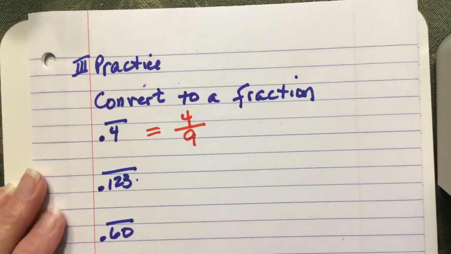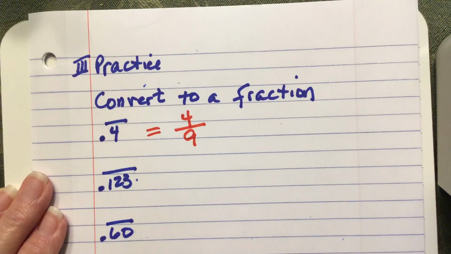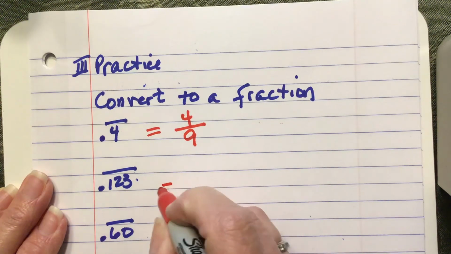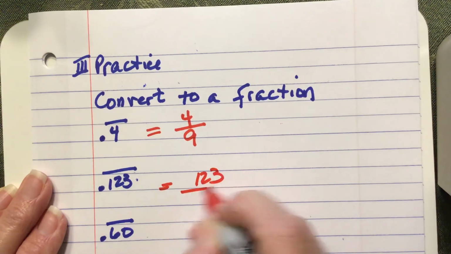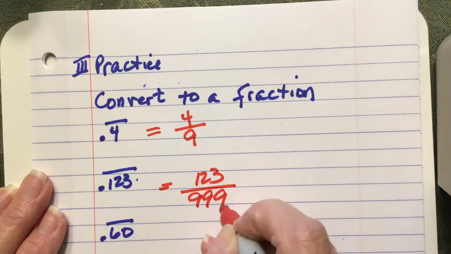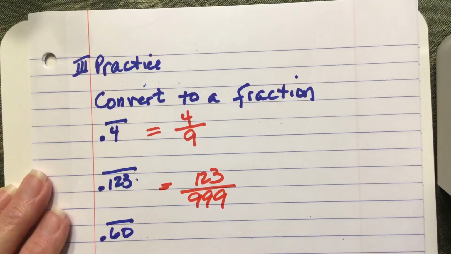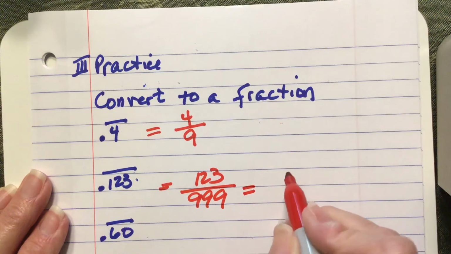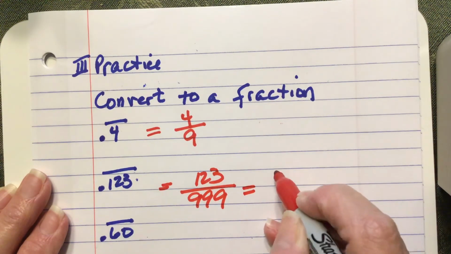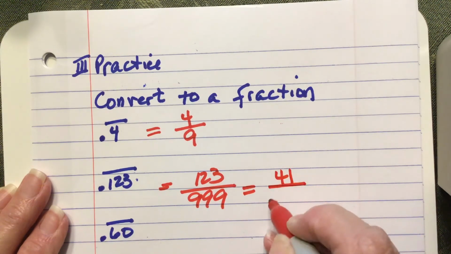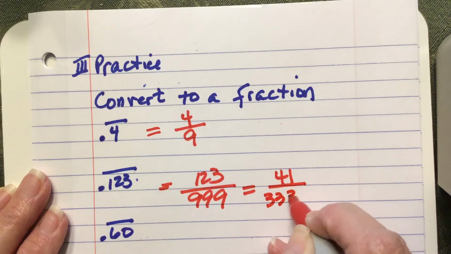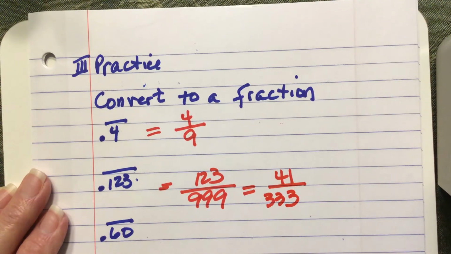How about this one? 0.123 repeating. Well, I have 3 things that are repeating here, 1, 2, and 3. So I'm going to write that as 123 divided by 999. And I do have to reduce that one. So let's divide the top and the bottom by 3, and I get 41 over 333. And that's it. I'm done.